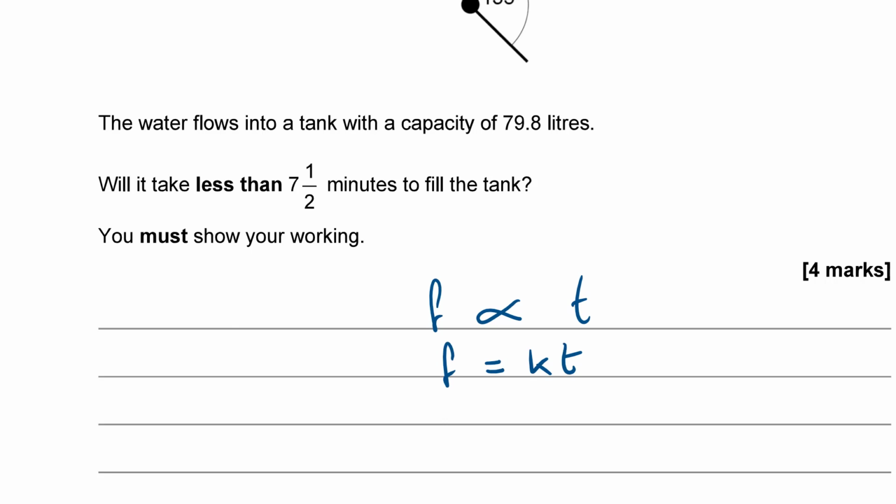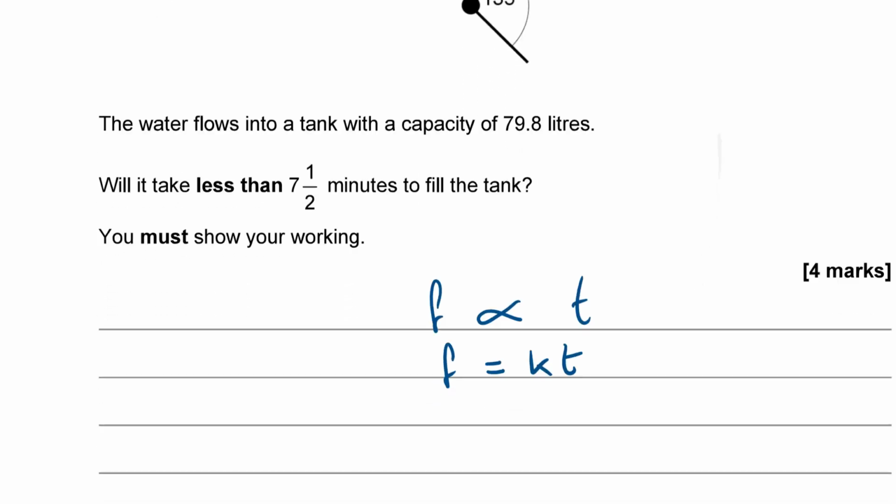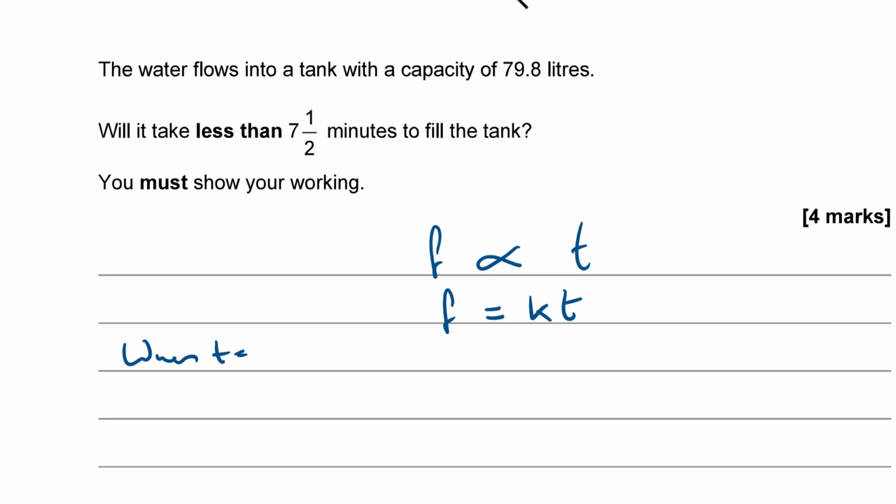Now, normally at this point, we're given two values that go together so that we can evaluate K. The pair of values that we know go together are that when it is fully on, the flow rate is 14 litres per minute. And fully on, we already know, is an angle of turn of 180 degrees. So when T equals 180, F equals 14. So let's sub those two values in. So 14 is going to be K lots of 180, and that makes K 14 over 180, doesn't it? K equals 14 over 180.